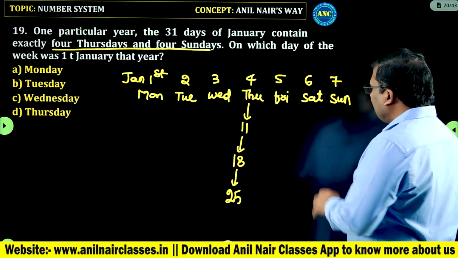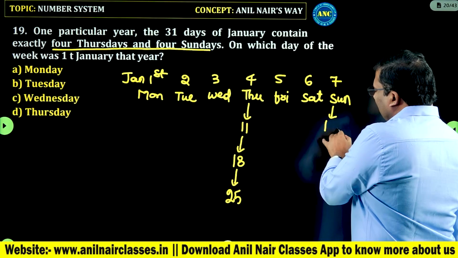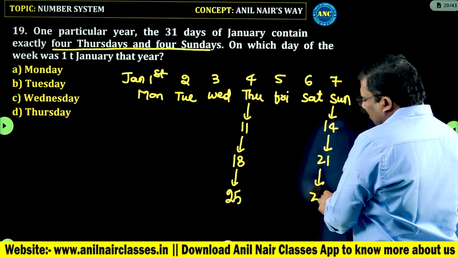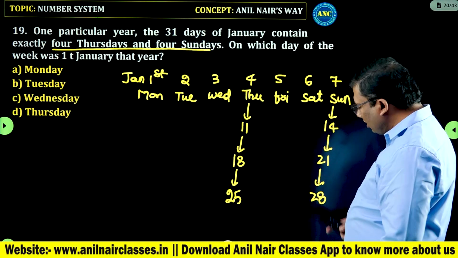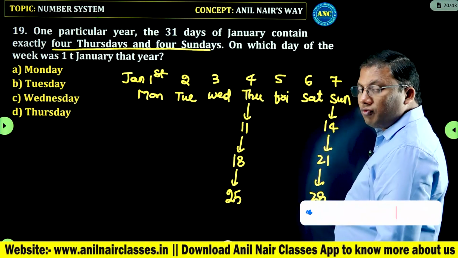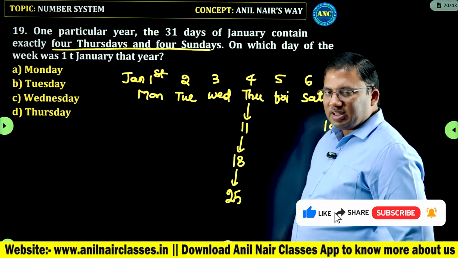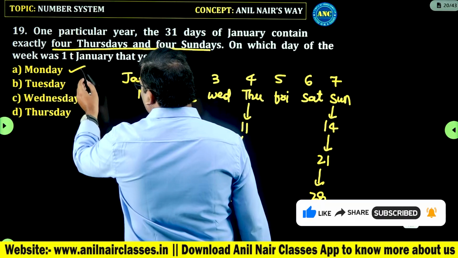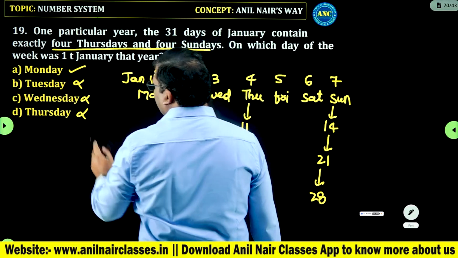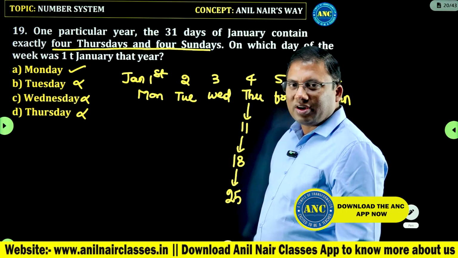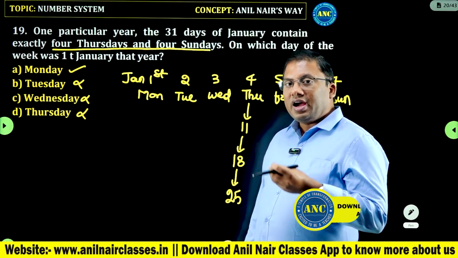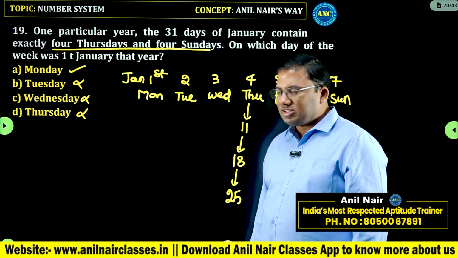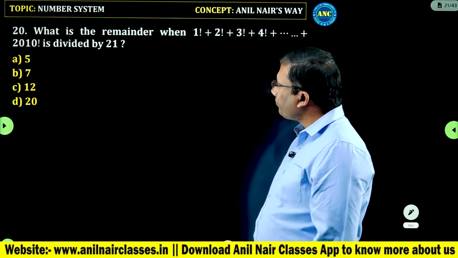4 Sundays. If the 7th is Sunday, the 14th is Sunday, the 21st is Sunday, the 28th is Sunday. How many Sundays did we get? 1, 2, 3, 4. 4 Sundays we got, 4 Thursdays we got. That means 1st January has to be Monday. The best way to solve is to take the answer option and check whether the question statement is valid or not. Concept clear?